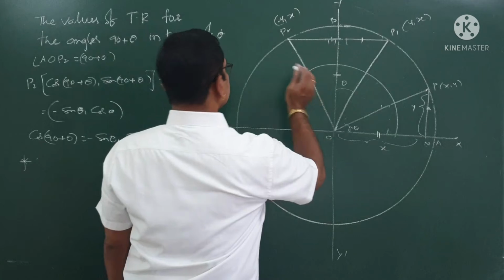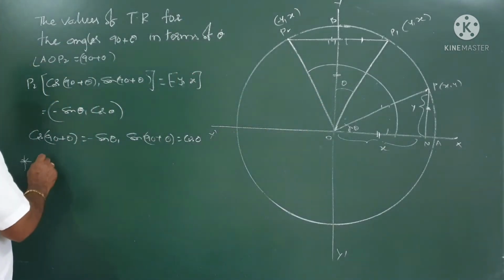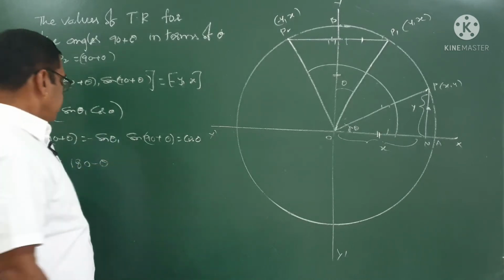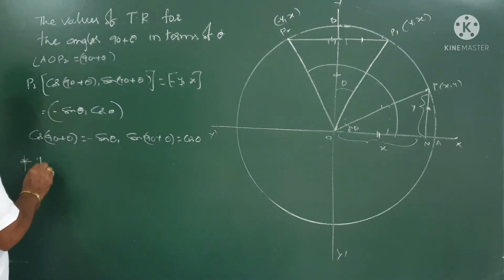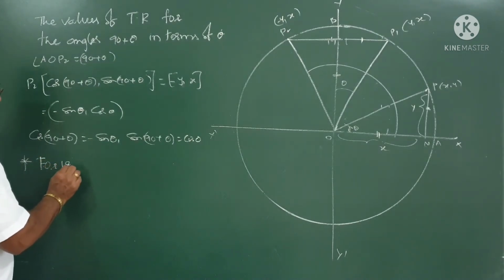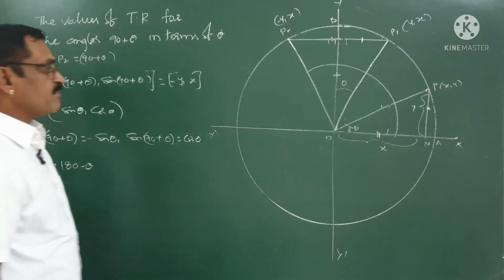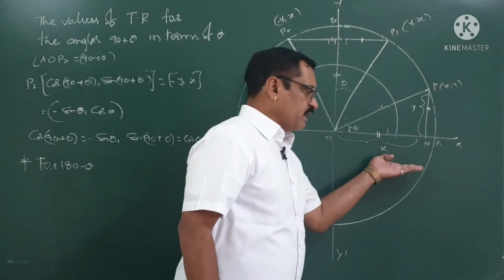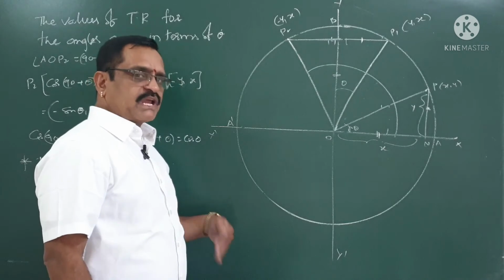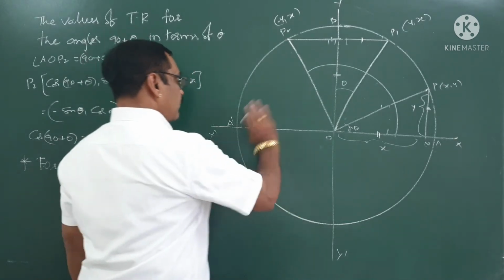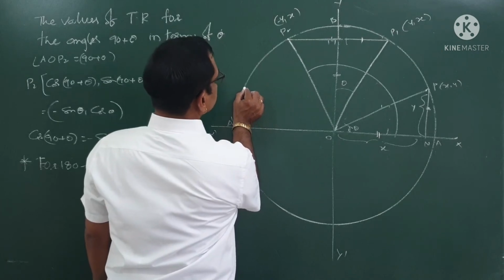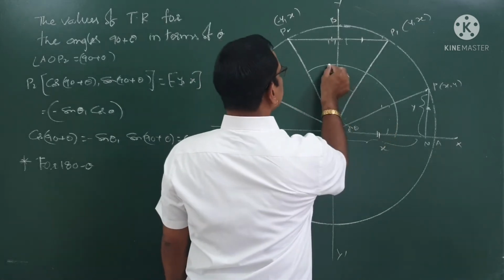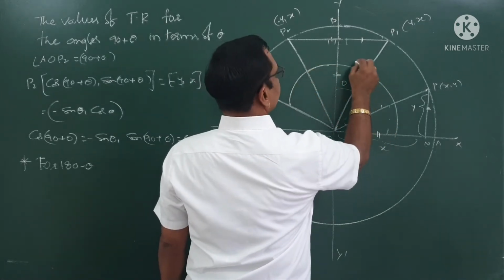Next one, quickly I go to the next angle, which is 180 minus theta. For 180 minus theta, again angle OA reaches OA prime, that means it is making 180 degrees with the x-axis, and I go back theta degrees, so that this angle will become 180 minus theta.